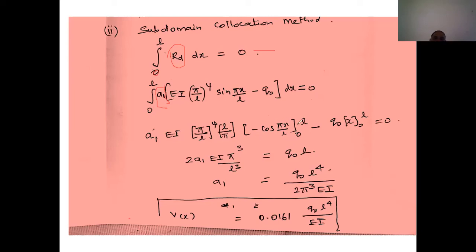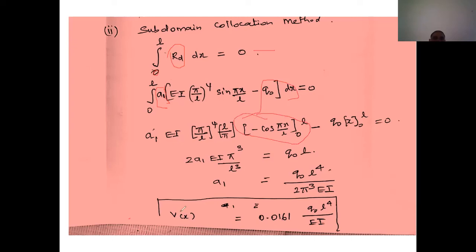Again, if you multiply this minus into minus, plus. So plus cos 0 is 1, and cos pi gives minus 1, so it is actually plus 1 plus 1. You will get 2. So here, instead of this term, we'll get 2 if you apply the limit.